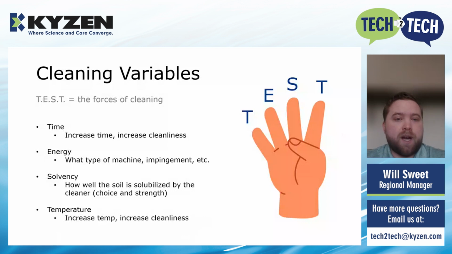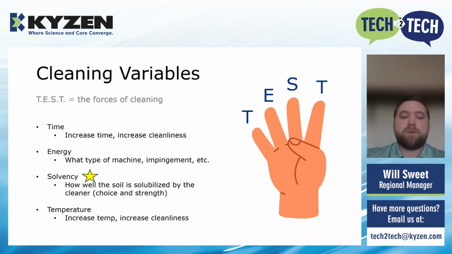Solvency is how well the soil is solubilized by the cleaner. That's referring to the chemistry cleaner, so that's choice and strength. That means concentration, how much chemistry we have in there, and also the actual chemical product choice. That's all being referred to in solvency. And finally, temperature. Just like time, if you increase temperature, you increase cleanliness. But if you increase it too much, since we're dealing primarily with water-based products, you're going to run into boiling and things like that. So there's definitely diminishing returns, but in general, the hotter it is, the easier it is to clean.